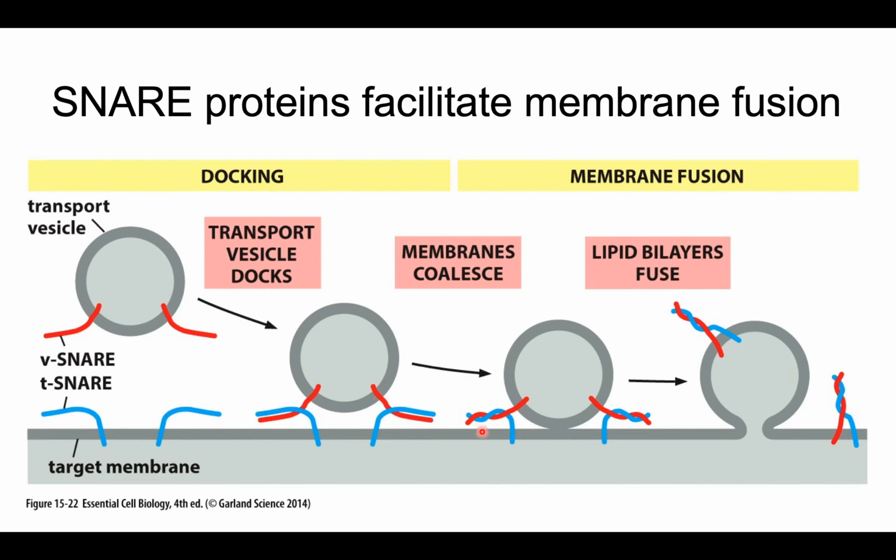Slowly, these two SNAREs are going to twist around each other, and as they twist, they're pulling kind of in opposite directions, so they're bringing these membranes closer and closer together. After a certain amount of twisting together, those membranes will fuse. So it's the action of these protein interactions that allow that membrane to fuse and allow our cargo to enter the target compartment.